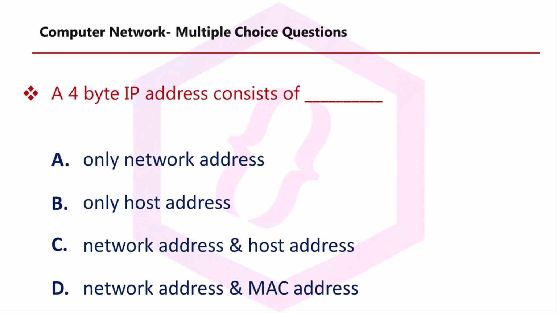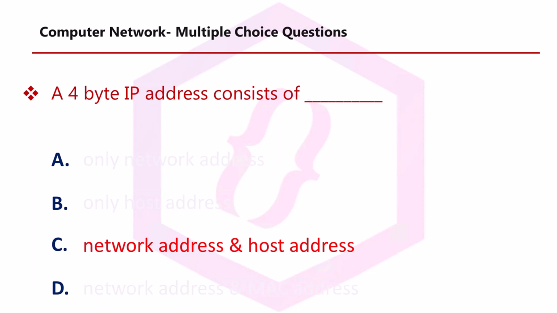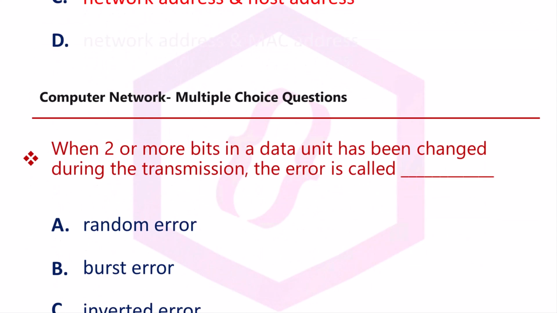The next question is, a 4-byte IP address consists of option A, only network address. Option B, only host address. Option C, network address and host address. Option D, network address and MAC address. And the correct answer is option C, network address and host address.